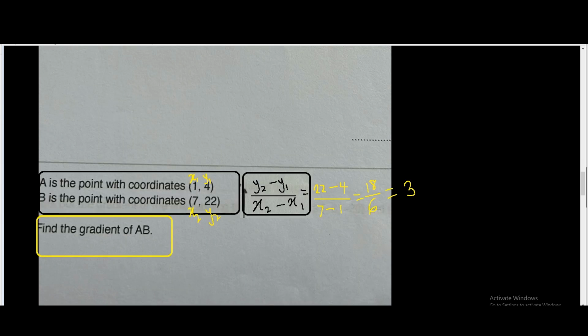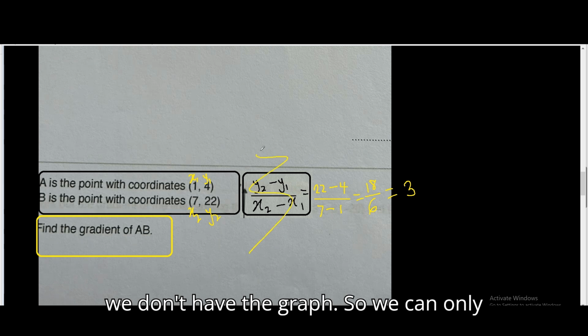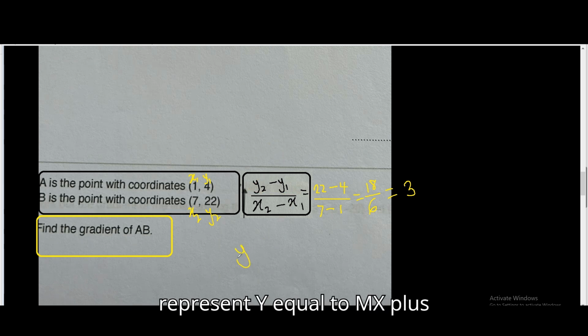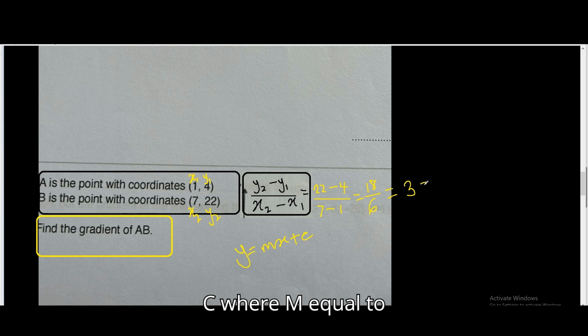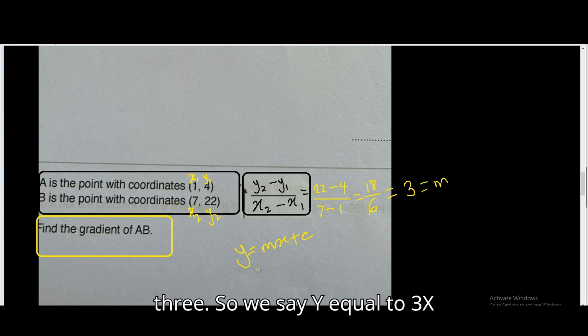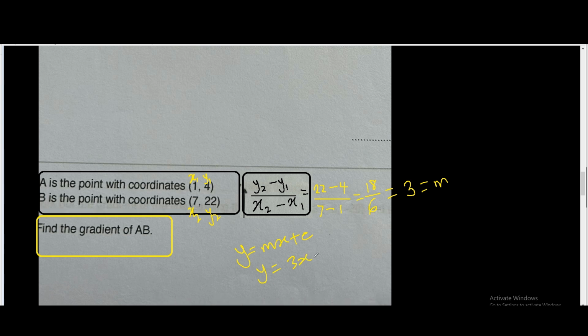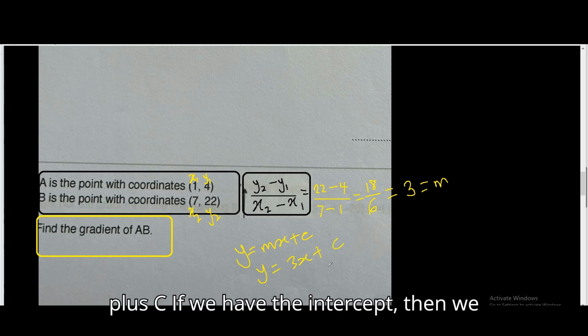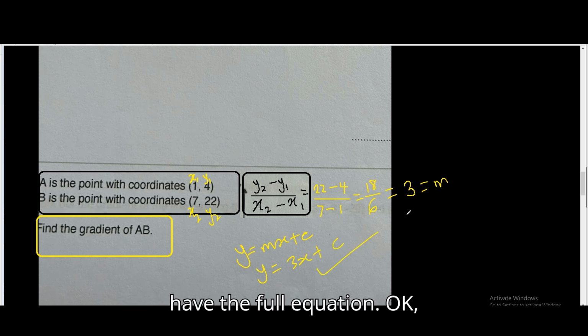But for this one, we don't have the graph. So we can only represent y equals mx plus c, where m equals 3. So we say y equals 3x plus c. If we have the intercept, then we have the full equation.